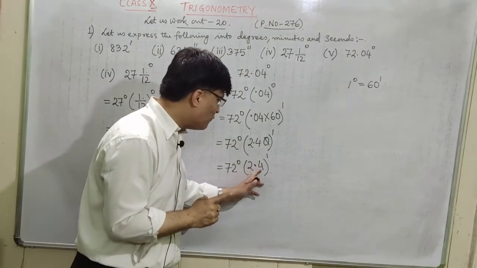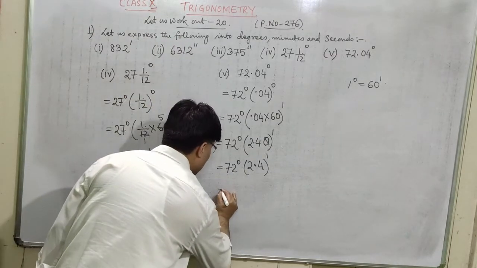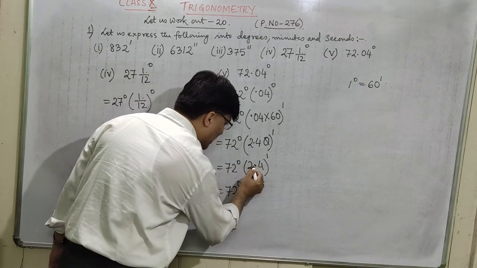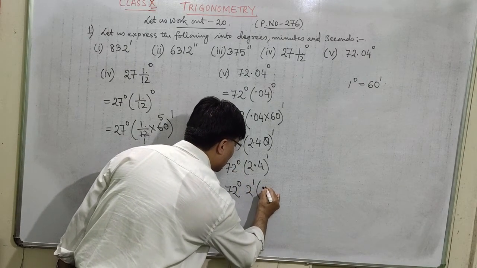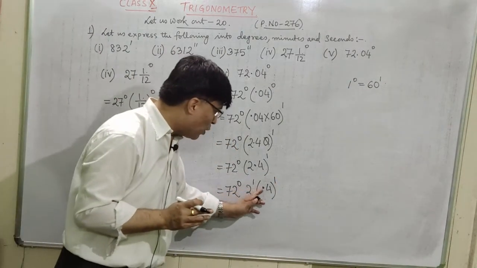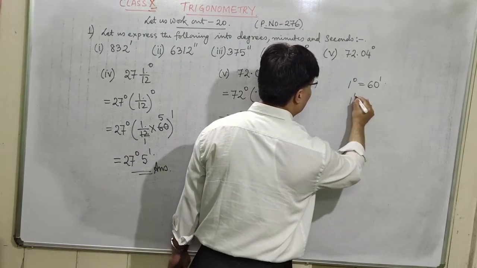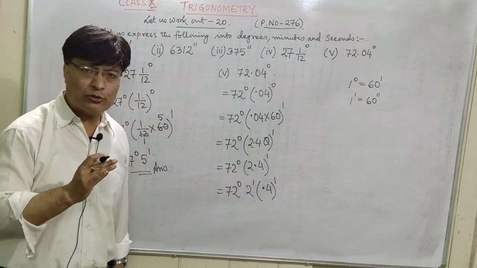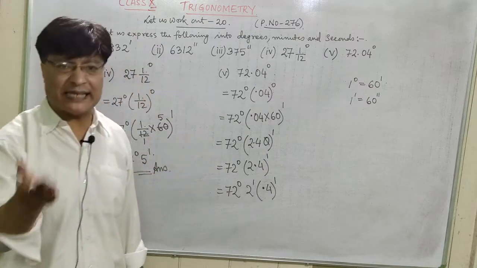Again this 2.4 minutes can be converted into minutes and seconds. Is that clear? So which is equal to 72 degree. Now this minutes is for 2 as well as 0.4. So this can be written as 2 minutes and within bracket you can write 0.4 minutes. Now this 0.4 minutes can be converted into seconds. And you know that 1 minute is equal to 60 seconds. So in order to convert minutes into seconds, you have to multiply that minutes by 60.